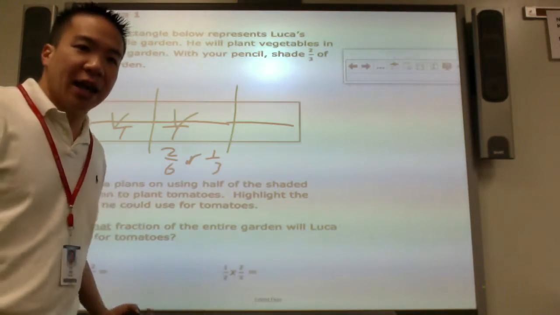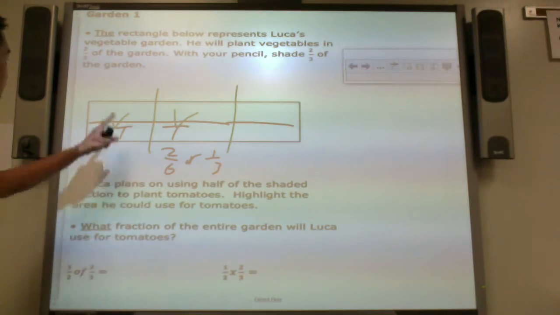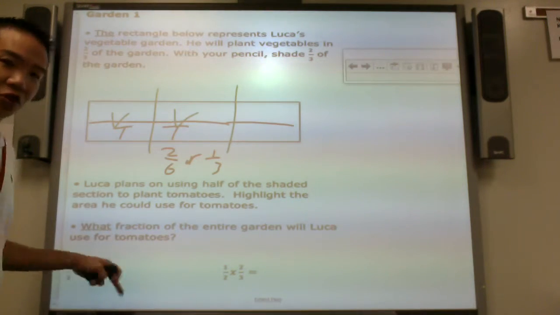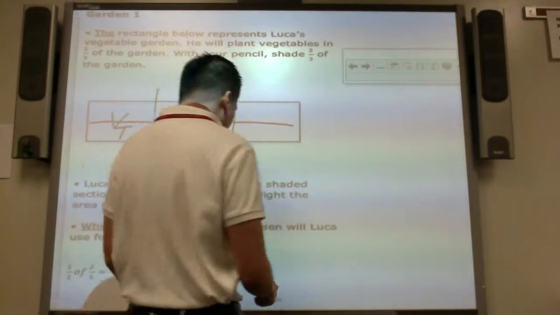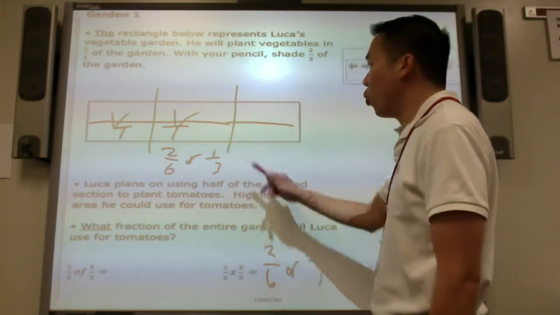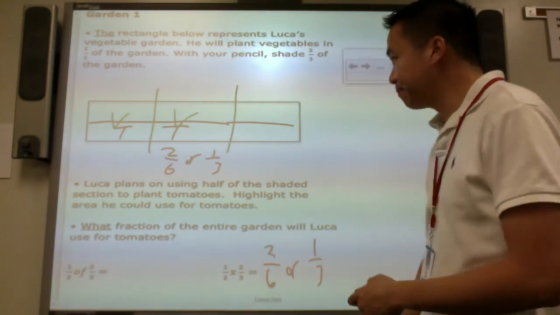What about if we use an equation? Half of the 2/3, because 2/3 of the garden are vegetables. Half of the 2/3 is used for tomato. So of means multiply. So again, you multiply across to get 2/6, which simplifies to 1/3. So 1/3 of the rectangle or garden is used for tomatoes.